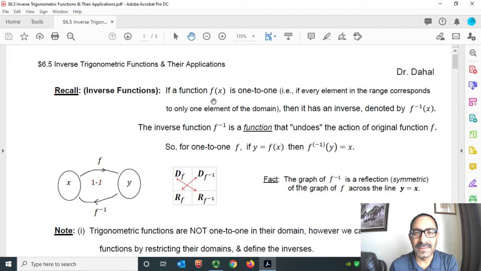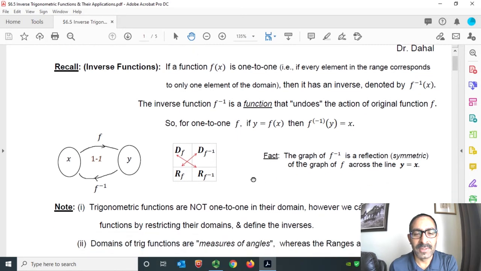If a function f is 1 to 1, then it has an inverse. We denote the inverse by f raised to the power negative 1. The inverse function f inverse is a function that undoes the action of the original function f. So for 1-to-1 functions f, if y equals f of x, then f inverse of y equals x.